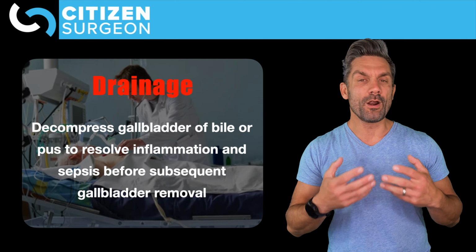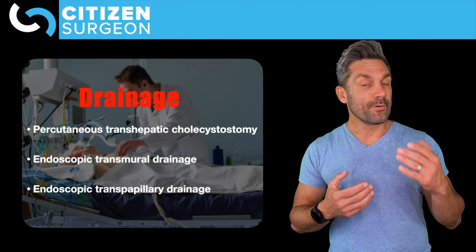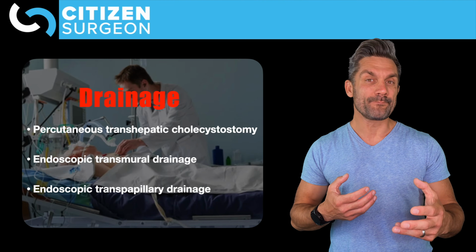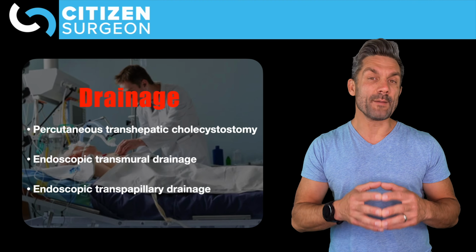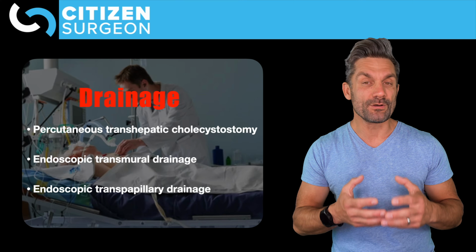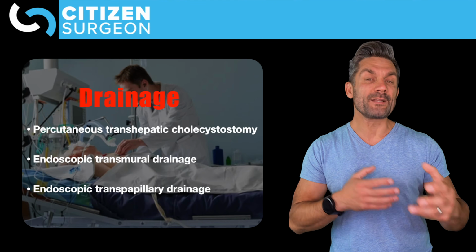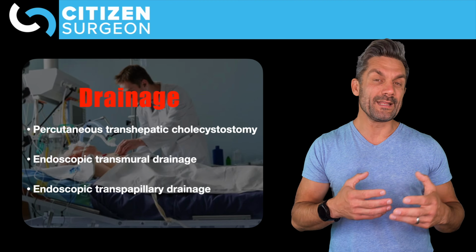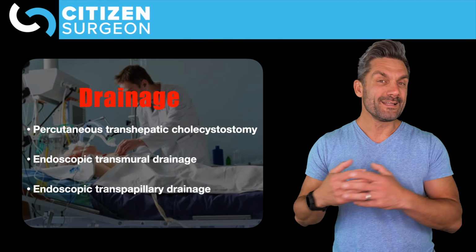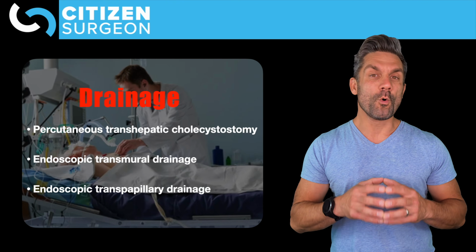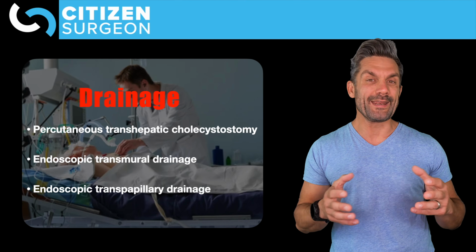Okay, so what are our drainage options? Well, we can do a percutaneous transhepatic cholecystostomy tube. That's probably the most common option. It has a very high technical success rate. We could also do endoscopic transmural drainage, so through the intestine or the stomach wall to drain the gallbladder, or we can do endoscopic transpapillary drainage of the gallbladder.